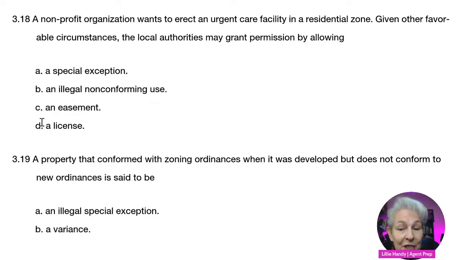No, it is not an easement. Okay, it is a special exception. 318 is a special exception. No, it's not D, it's not a license. When you're dealing with zoning, it's not a license, it's a permit, and you can get a special exception. And like churches can build. So 318 is A. Oh, darn. Yeah, I agree.